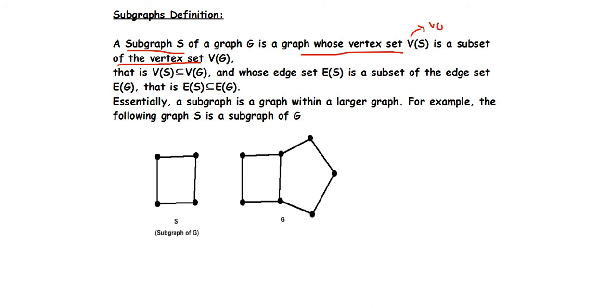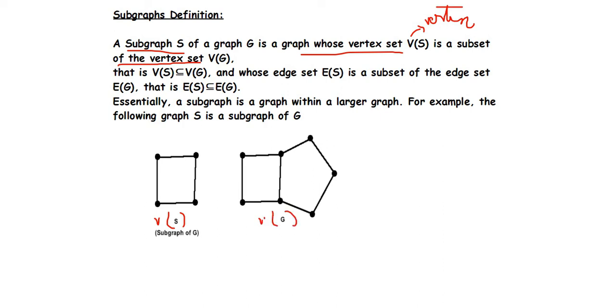Let me write that clearly. V is your vertex. V of S is a subset of vertex V of G. Suppose this is your V of S and this is your V of G.